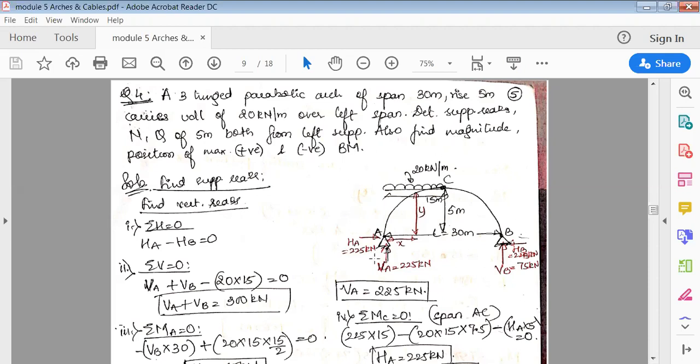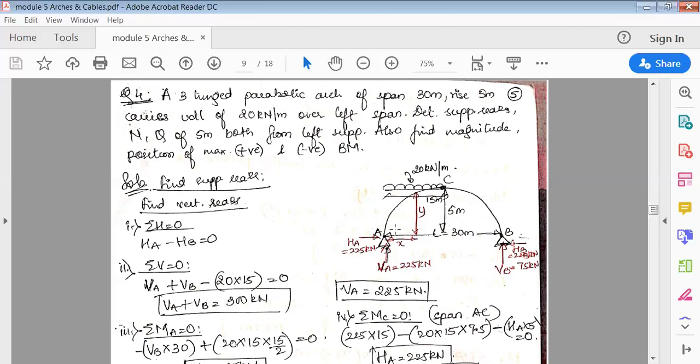Now just by seeing the figure, you can make out wherever there is loading there will be maximum bending moment, and wherever it is unloaded, in this portion there are absolutely no loads, so in this portion it undergoes negative bending moment. That's why you have to find maximum positive and maximum negative bending moment. So maximum positive will be in portion AC, because there's external loading, and there's negative bending moment in portion BC.